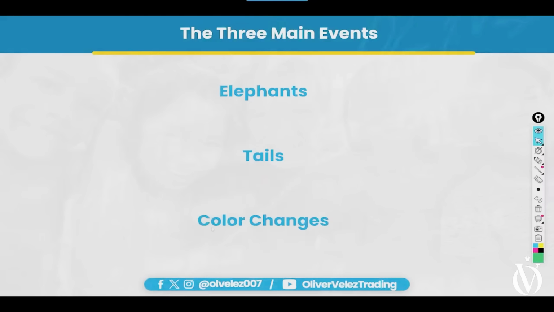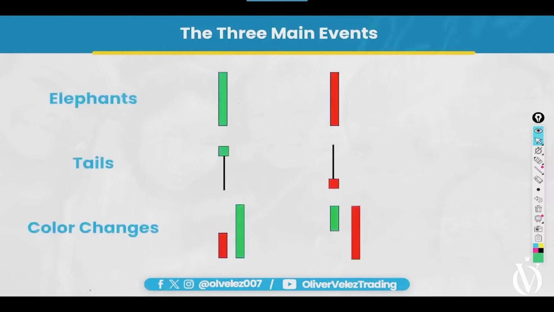And we teach them what I'm going to generically call color changes. Now, let me quickly go over this. Again, I don't want this to be a trading class. I just want to give you a feel for how we start the kids off. So, elephant bars. There's a positive one and a negative one. Elephant bars are bigger, taller, stronger bars than normal.